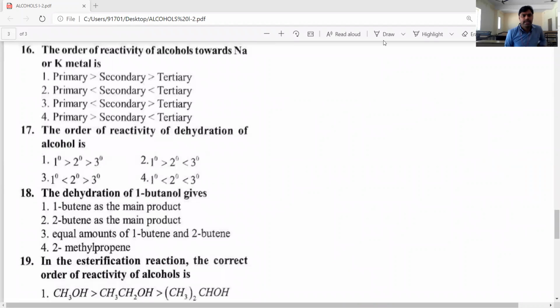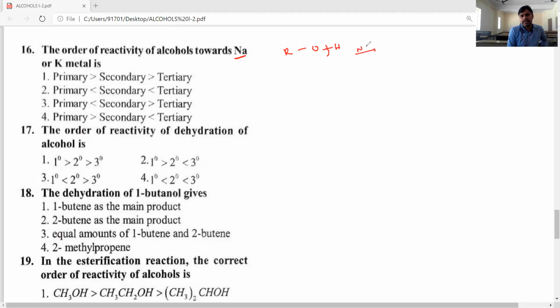Among the following, the reactivity order with sodium or potassium metals. Sodium or potassium metals, as I said before, is nothing but the cleavage of the OH bond. Sorry, not the CO bond, the OH bond cleavage. They react with sodium metal, forming RONa plus half H2, hydrogen gas is liberated. The reactivity of alcohols: primary is more than secondary and then tertiary. So the first option is correct.